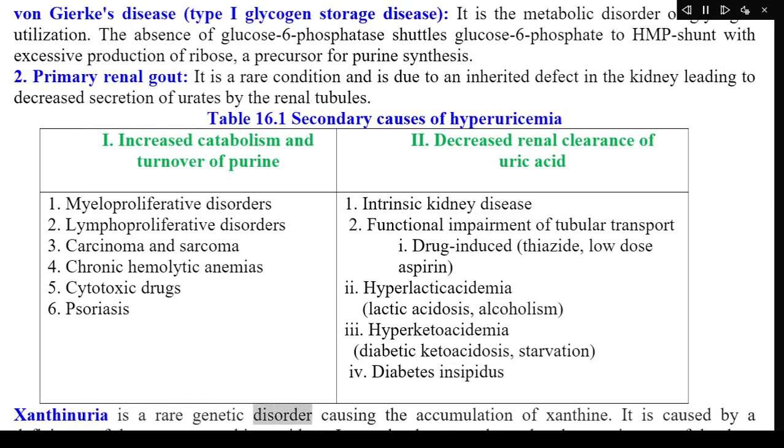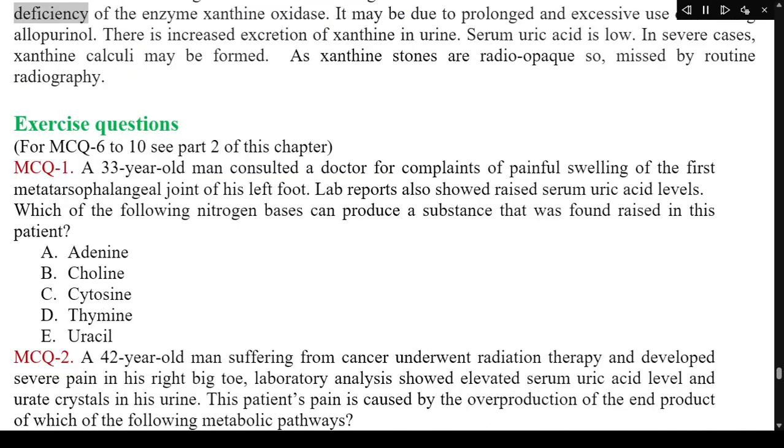Xanthinuria is a rare genetic disorder causing the accumulation of xanthine. It is caused by a deficiency of the enzyme xanthine oxidase. It may be due to prolonged and excessive use of the drug allopurinol. There is increased excretion of xanthine in urine. Serum uric acid is low. In severe cases, xanthine calculi may be formed. As xanthine stones are radiolucent, they are missed by routine radiography.